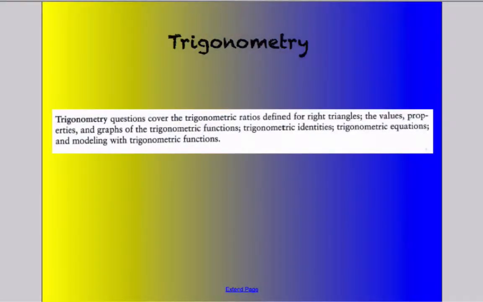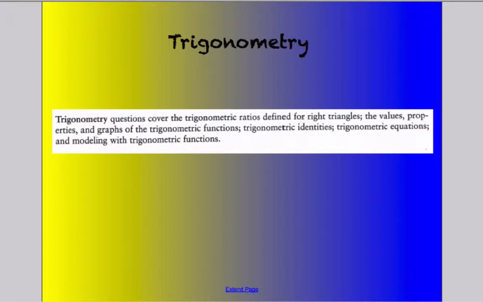This section for the ACT practice test is on trigonometry. This is section 6 of 6, or topic 6 of 6, and again we'll go through easy, medium, and hard problems. Let's look at the trigonometry section and what it will cover. Trigonometry questions cover the trigonometric ratios defined for right triangles, the values, properties, and graphs of the trig functions, trig identities, trig equations, and modeling with trig functions.